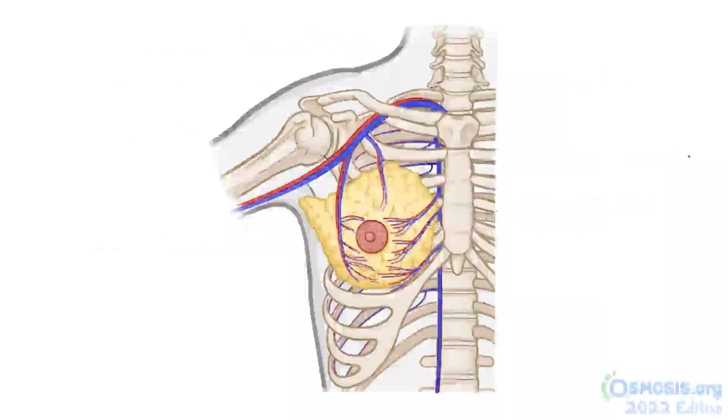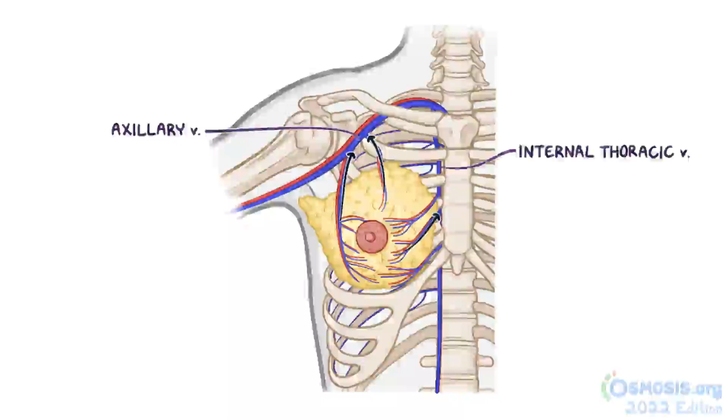And finally, the veins of the breast mainly drain into the axillary vein, but some also drain into the internal thoracic vein.